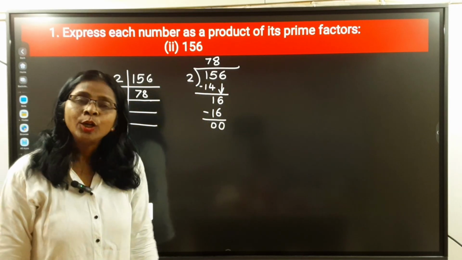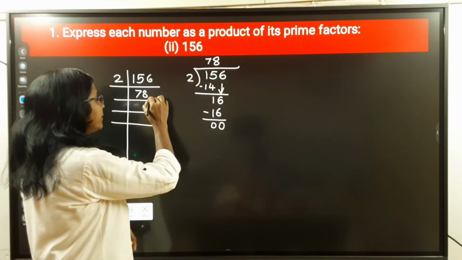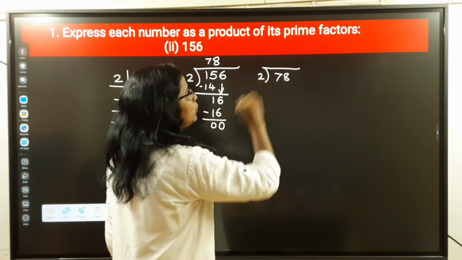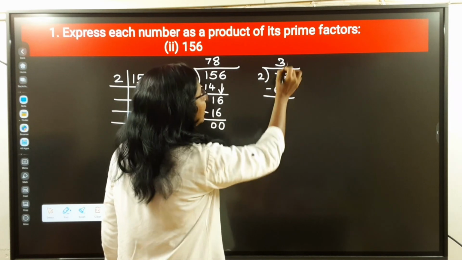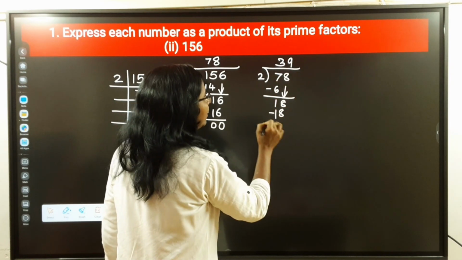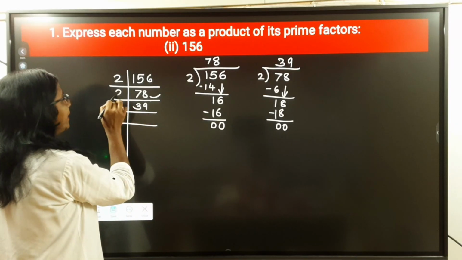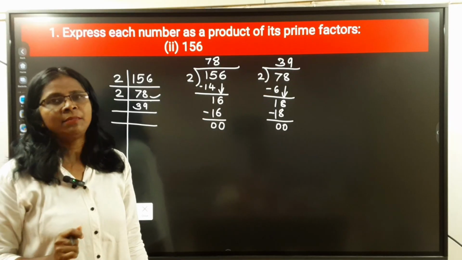Now 78. In this 78 the unit place number is 8, so it is also divisible by 2. So we have 39. I write here 39 and here 2. Now 39 is not divisible by 2, but it is divisible by 3.